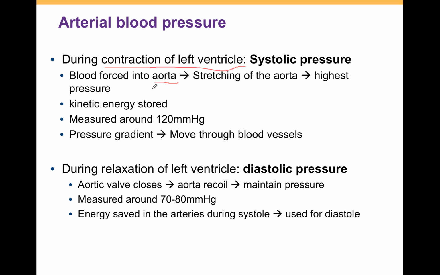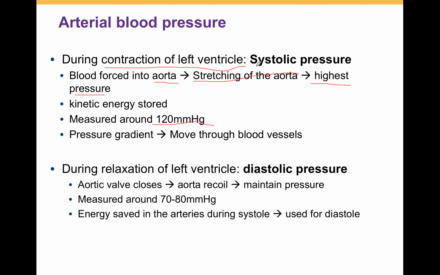Now, when you contract to push blood out of the aorta, that causes the stretching of the aorta. Remember that the aorta is an elastic artery, which means what you're doing is you're basically stretching this aorta by pushing a lot of blood through it. Now, that is going to create the highest pressure, which is about 120 millimeters of mercury for a healthy individual. Now, when you're pushing this fluid, your blood, out of these blood vessels, you're stretching the tissue and you're actually storing energy in the elastic tissue.